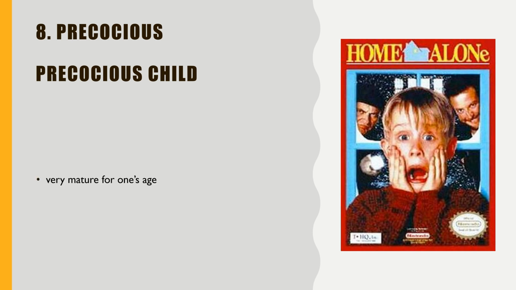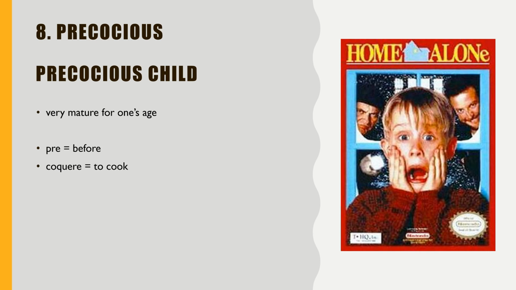Precocious child. A precocious child is very mature for that person's age. So if you have a 5-year-old that talks like a 10-year-old, or a 10-year-old that talks like a 20-year-old, then that's a precocious child. The pre here means before, as we've seen many times, and coquere, to cook. Interesting word combination here. So what does it mean? Well, the child is fully cooked sooner than expected, basically.